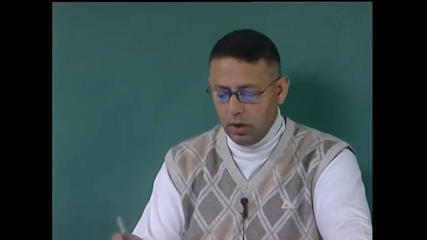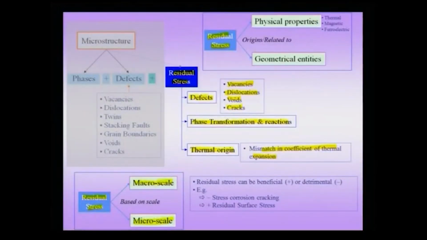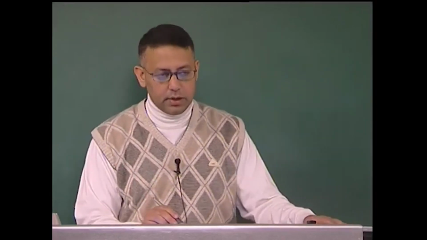Some sort of a classification of these residual stresses can be based on those arising from defects in the material, like vacancies, dislocations, etc. Those which arise from phase transformations and reactions, and by phase transformation I mean it could include austenite to martensite phase transformation, a precipitation reaction, or many of the other possible reactions including oxidation. They could be of thermal origin, which basically means that you have a mismatch in coefficient of thermal expansion.